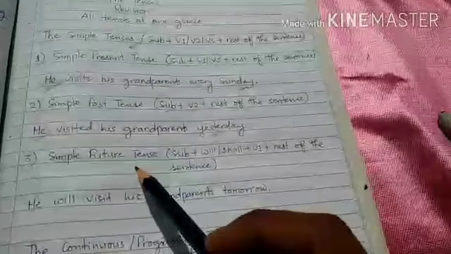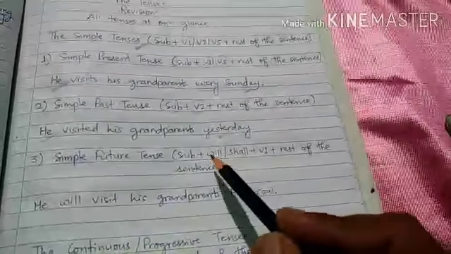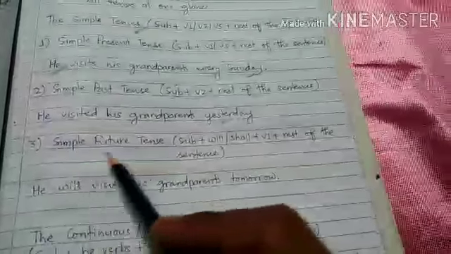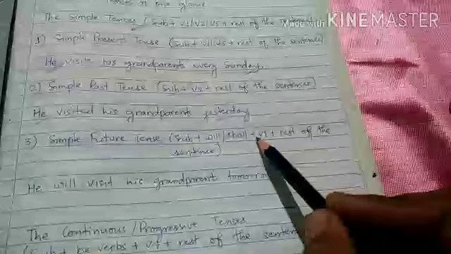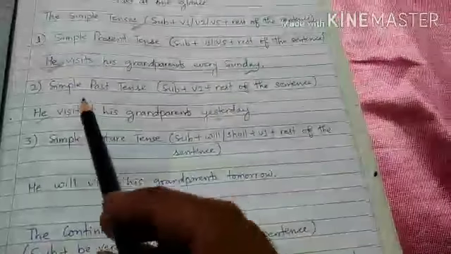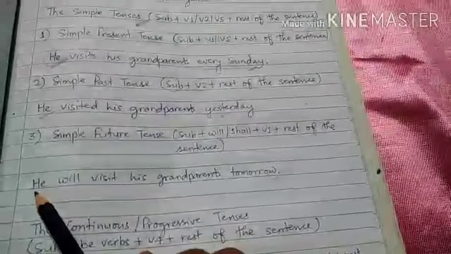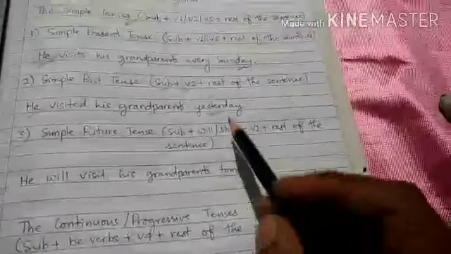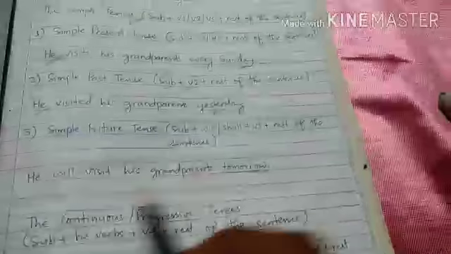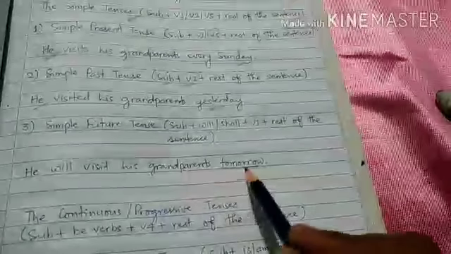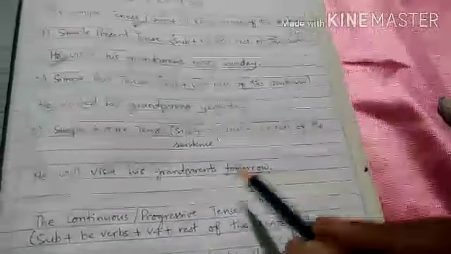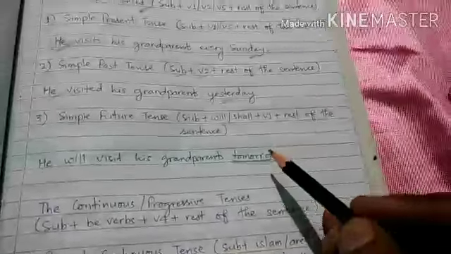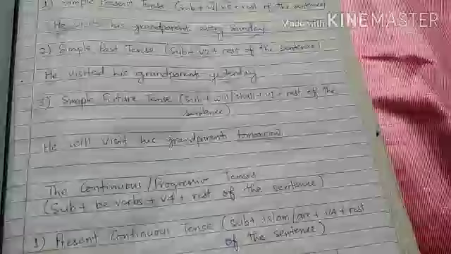Now simple future tense. Again we use B1 but after using will or shall as the helping verbs, modals will or shall. Like simple future tense, subject plus will or shall plus B1 plus rest of the sentence. Now the same sentence I am changing here into the simple future tense. Like he will visit his grandparents tomorrow. So here yesterday has been changed into tomorrow because the simple future tense tells us about the future actions that will take place in coming days, tomorrow, day after tomorrow, next month, next year. So we can make changes there.